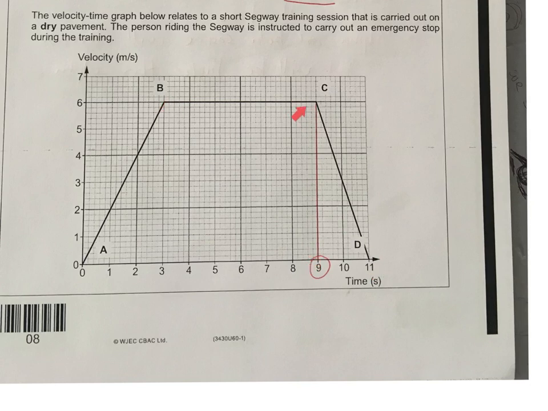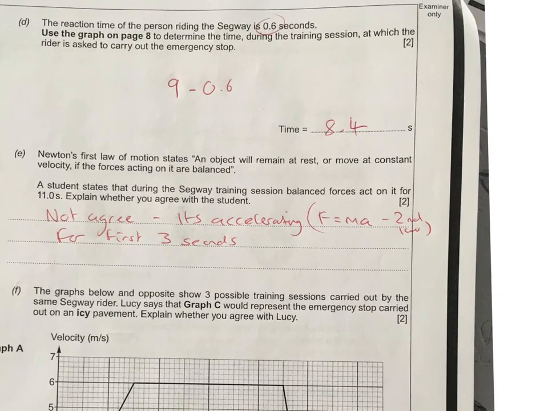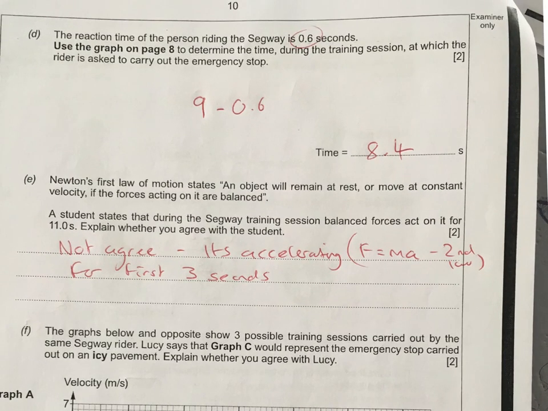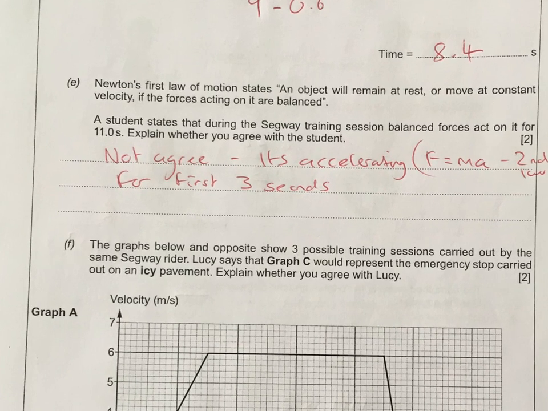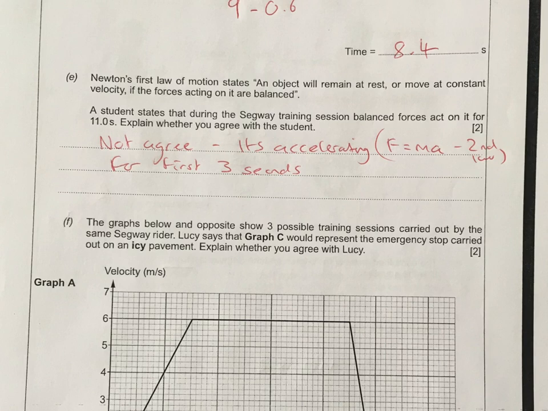Okay, because he's decelerating, so he's trying to stop. But we need to take that reaction time off. So 9 minus 0.6 is going to be 8.4, because that's the point it would have reacted if he's pressing the brake at 9. So his reaction time is 0.6, so 0.6 seconds before the 9 is when he wants to stop. However, he actually stops there because you've got that thinking time before.